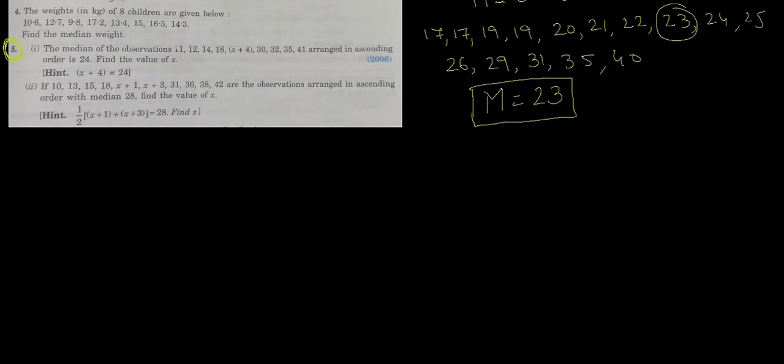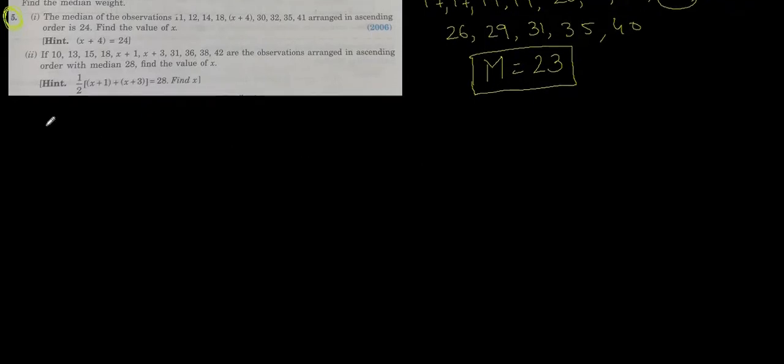Now we'll move on to sum number 5. Question number 3 and 4 will be your homework. So this is answer 5. Number 1. The median of the observations 11, 12, 14, 18, x plus 4, 30, 32, 35, 41, arranged in ascending order, is 24. So the median of the data is given as 24, and we have to find out the value of x.